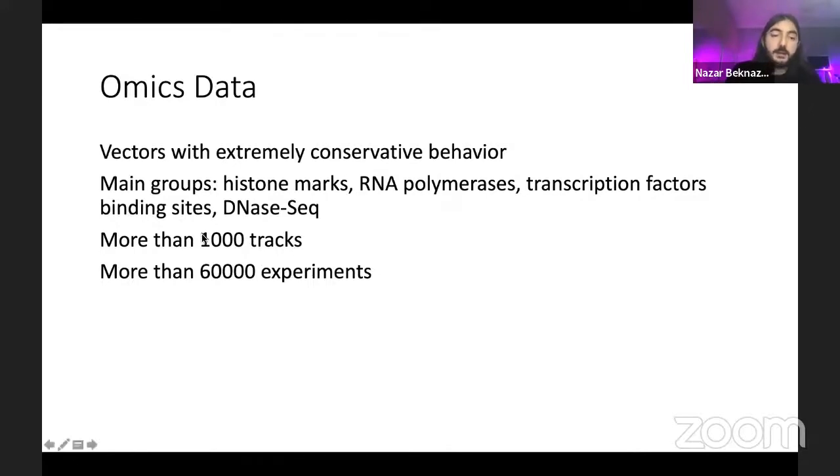And it's more than 1,000 different tracks, different features, and together it's more than 60,000 separate experiments, and there is a lot of data.